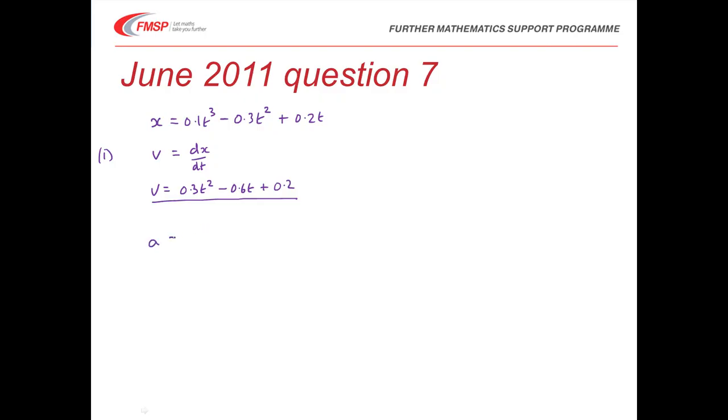Next, the acceleration. For the acceleration, differentiate the velocity. So acceleration equals, bring down the power of 2, that'll be 0.6, and take 1 off the power, 0.6t, and we also get 0.6 from the second part. There's my expression for acceleration.